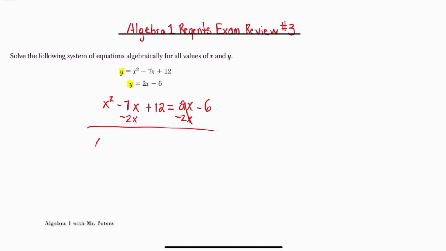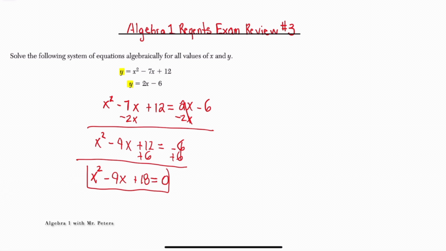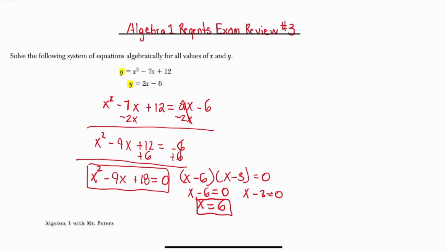So after we start combining, we're going to have x squared minus 9x plus 12 is equal to negative 6. And now we're going to add 6 so that we could set this quadratic equation equal to 0. Once we do that, family, this is the quadratic equation that we want to factor. And when we factor it, what we're going to get is (x minus 6)(x minus 3) is equal to 0. So when we set our factors equal to 0, first answer choice is x is equal to positive 6. And the second answer choice is going to be x is equal to positive 3.